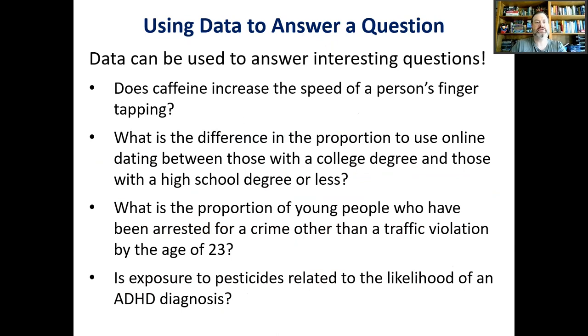So, using data to answer a question. Data can be used to answer interesting questions. Here's 4 examples that we're going to see later in this class. All of the ones on this slide are things we go into more detail later. Does caffeine increase the speed of a person's finger tapping? What is the difference in the proportion to use online dating between those with a college degree and those with a high school degree or less? What is the proportion of young people who have been arrested for a crime other than a traffic violation by the age of 23? And is exposure to pesticides related to the likelihood of an ADHD diagnosis?